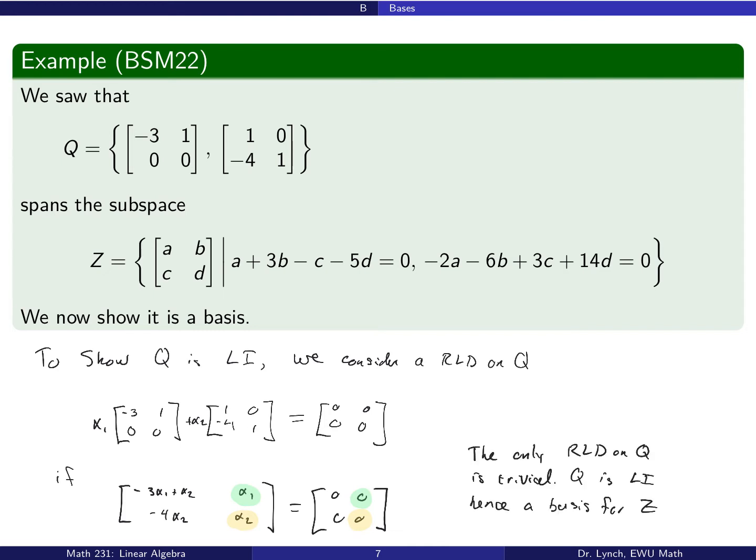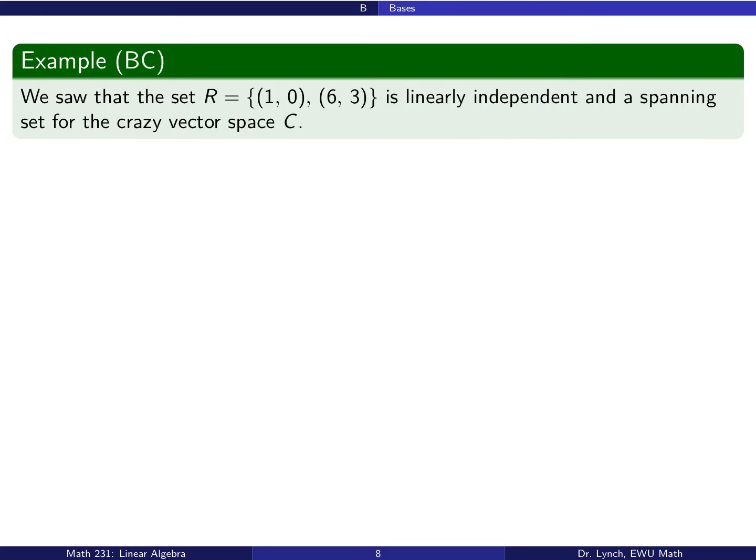Okay, so Q is therefore linearly independent, and hence Q is a basis for this subspace Z. We previously saw that this set R, 1, 0, 6, 3, is a linearly independent spanning set for the crazy vector space. It's therefore a basis. Okay, and again, we looked at this set previously when we were looking at the crazy vector space in section LISS.